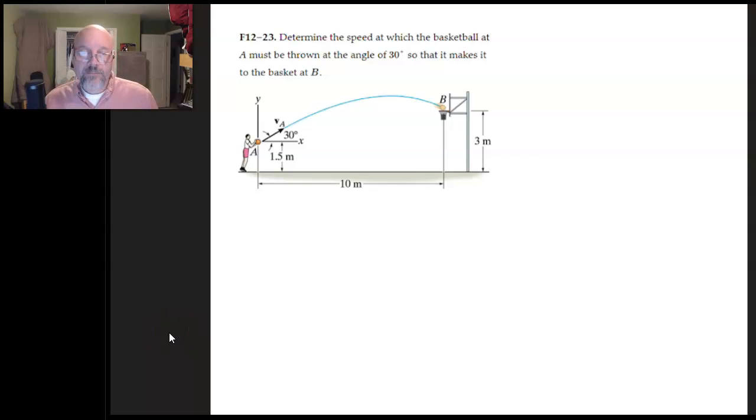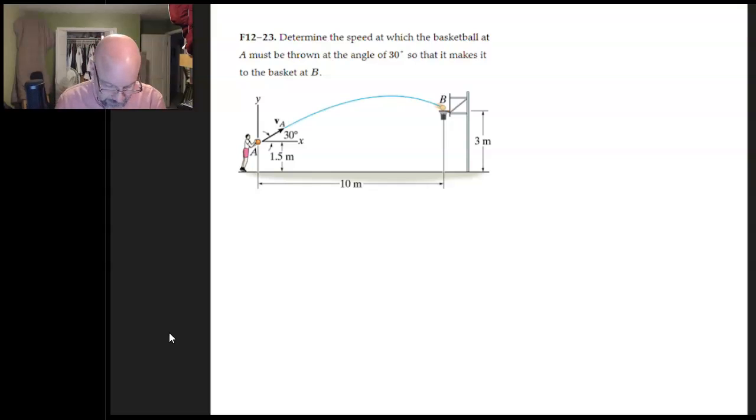Okay. So here we're going to be throwing a basketball, and we want to hit it into the basket. That's kind of the point. And we're going to have it go at exactly 30 degrees. But the question we are faced with is, how fast does the ball have to be thrown in order for that to happen?